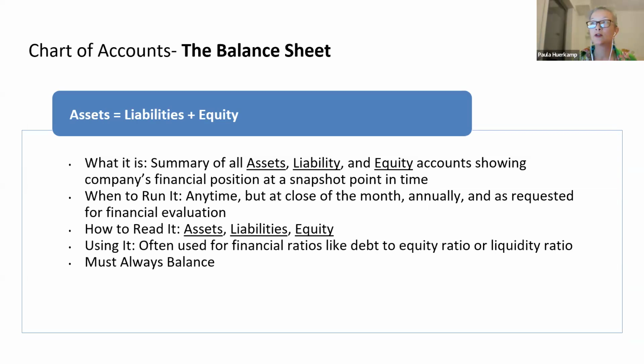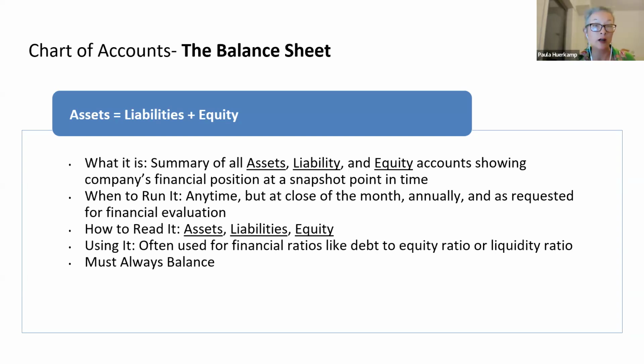So the balance sheet always balances. The accounting standard equation is assets will equal your liabilities plus equity. So you can run it at any time. You can run it at the close of the month, or annually as requested for financial evaluation, whether you're applying for a loan or you're just looking at the health of your business. It's great to run it every month.